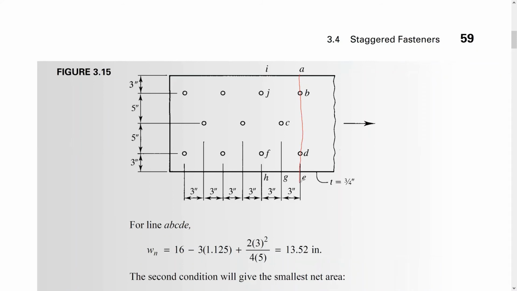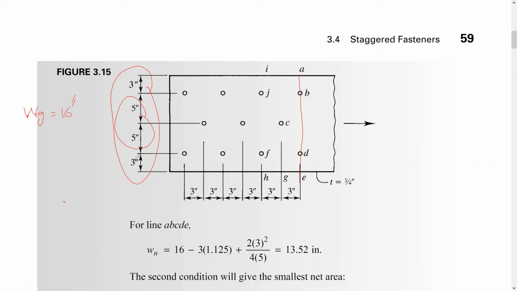We can directly calculate the net area, or we can get the net width and multiply it by the thickness. The gross width here is 16 inch, 3 plus 5 plus 5 plus 3 inch.